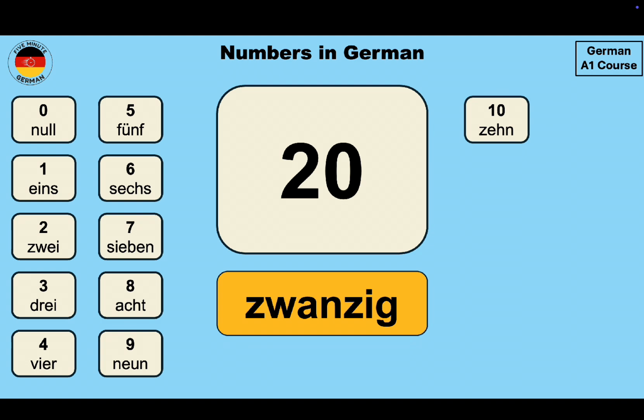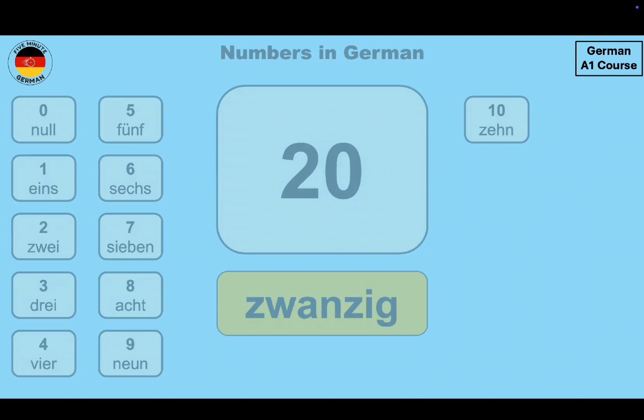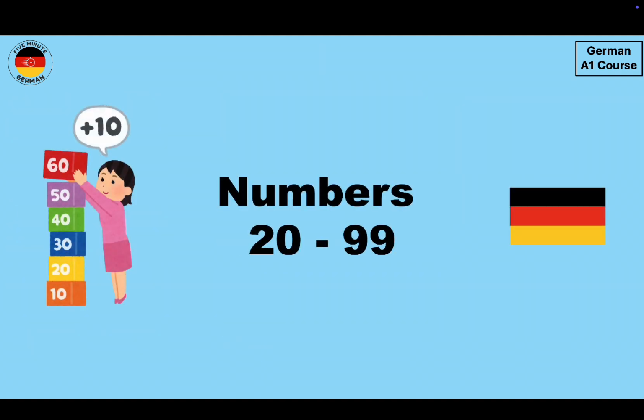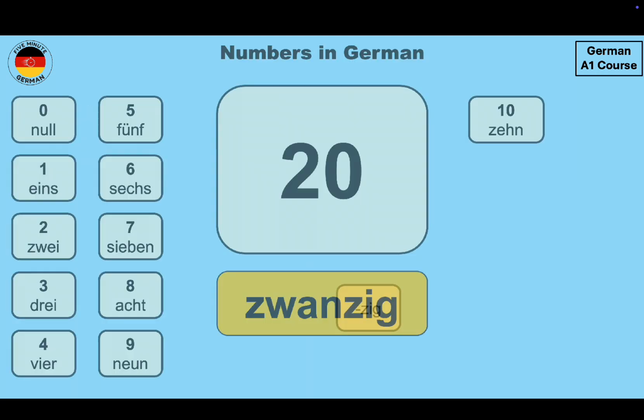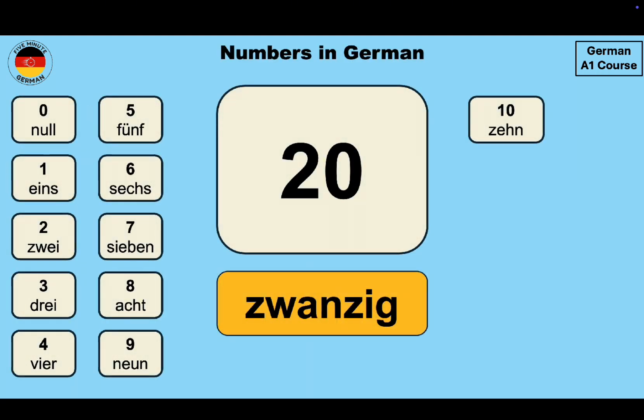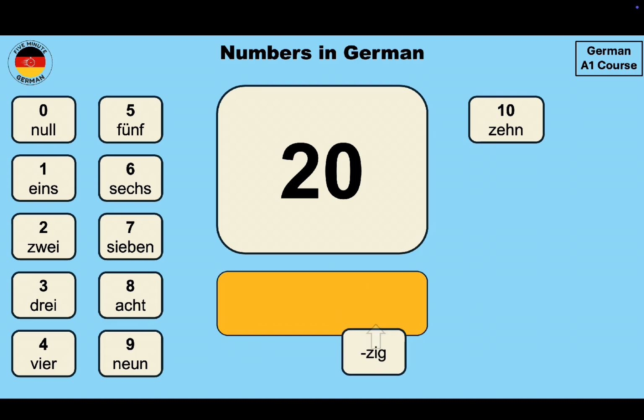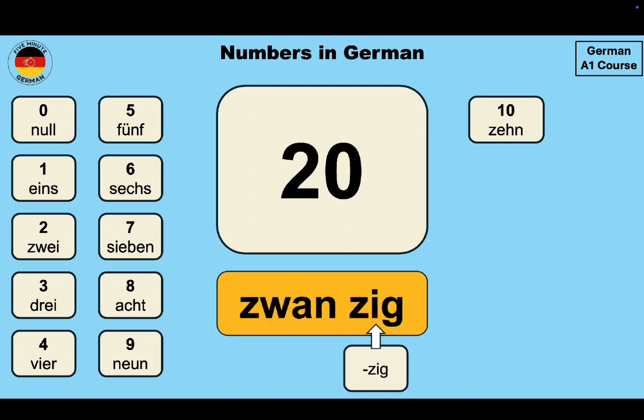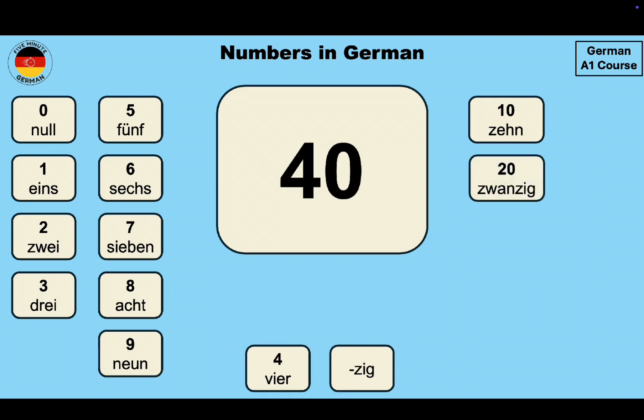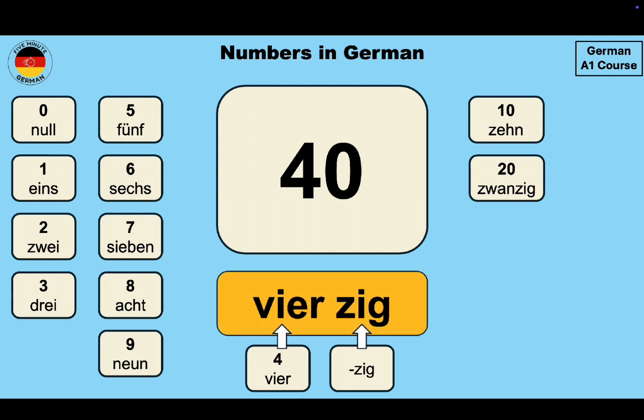This is also one of those numbers which you have to memorize. So now let's move on to the numbers from 20 to 99 and see how they are formed in German. We already saw the number 20. Now over here you see that the ending is zig, and this is the pattern that we will follow for the other numbers as well. So now let's take another number, 40. For 40 we will take the vier and the ending zig, so it will become vierzig, written together without the space in between.